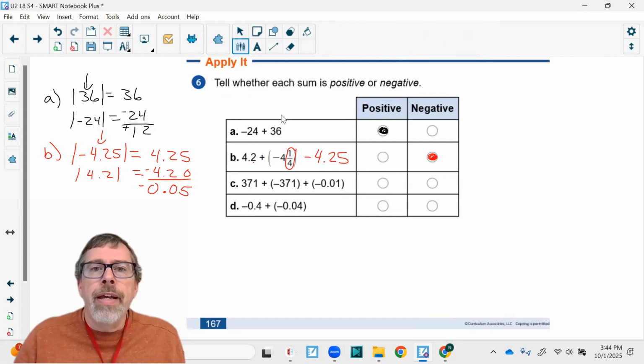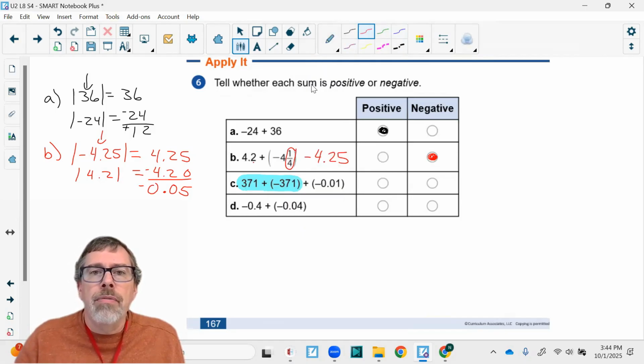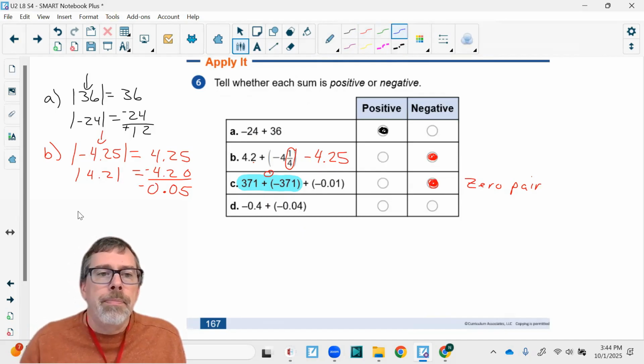Okay. The next problem, you look at this, I see 371 plus a negative 371. Okay. That is called a 0 pair, which means that they add up to 0. Well, 0 plus a negative is always going to be negative. Okay. D.